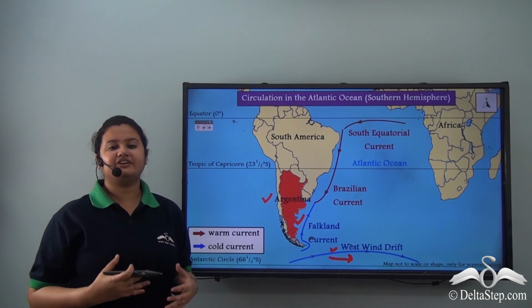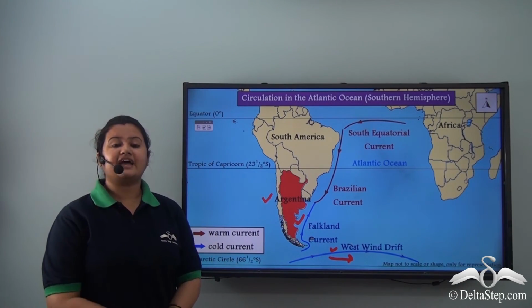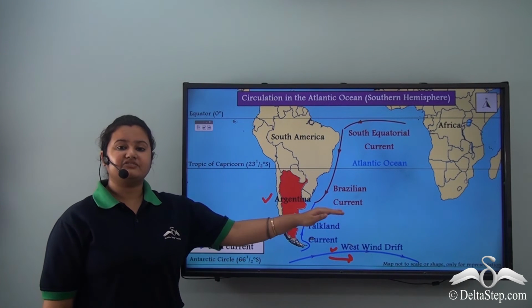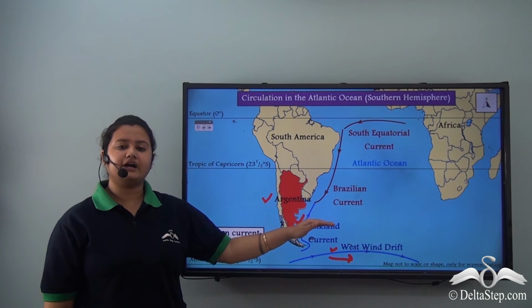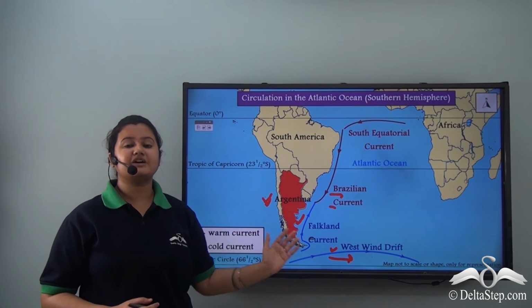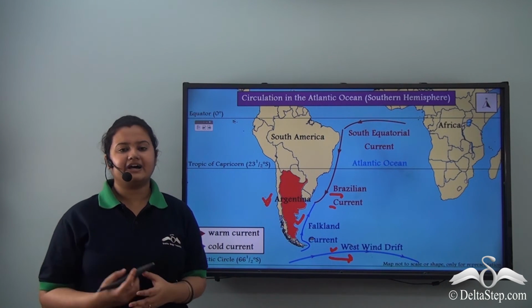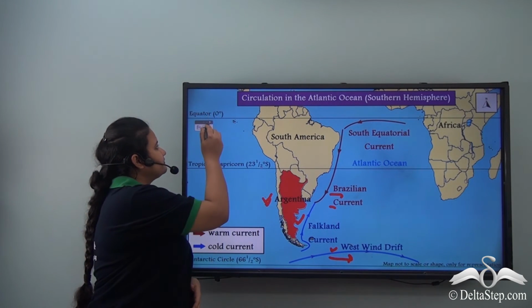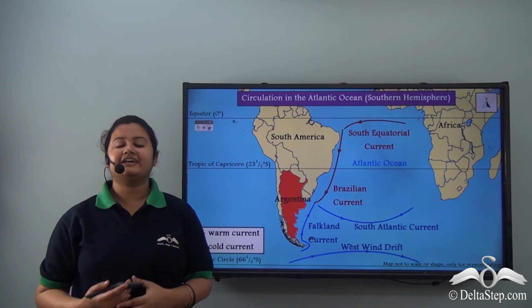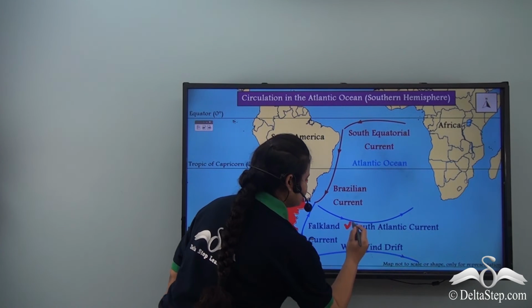And west wind drift is a cold current. The Falkland current is an offshoot of the west wind drift, and therefore the Falkland current is also a cold current. Thus the Falkland current also becomes a part of this circulation. Now we will study about the next current in the circulation. The next current in the circulation is the South Atlantic current.